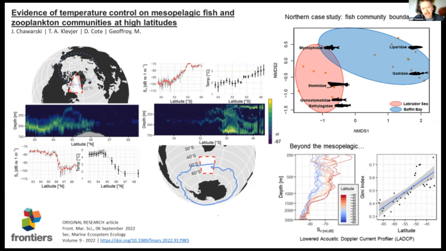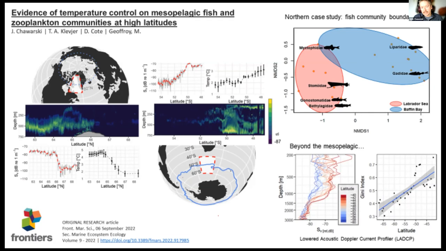So we were able to actually compare the loss of this deep scattering layer in the Northern Hemisphere with catch data, where we found that this represented a pretty strong boundary between the distribution of myctophids and gonostomatidae, those are the various lantern fishes and bristlemouths, with the Arctic species, the Arctic cods and the Liparidae. So there was a strong biogeographic boundary, but we knew that that wasn't the only story because there are some caveats to using this as a biomass or even a biogeographic proxy.